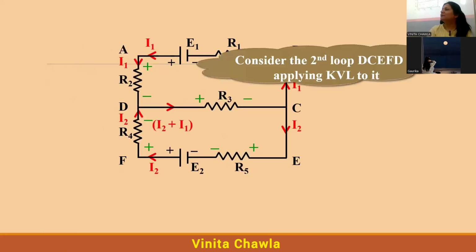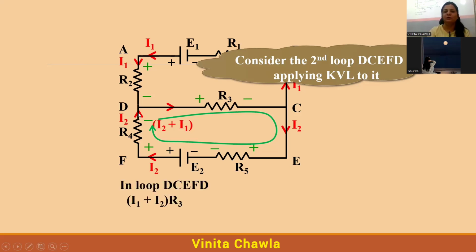Let's consider second loop. Second loop is D, C, E, F, D. Again, we'll apply KVL to this loop. KVL is Kirchhoff's voltage law. Okay. Now, tell me. E2 plus... Okay. So minus, current is leaving from the negative of R4. So we are taking minus I2 R4 here.